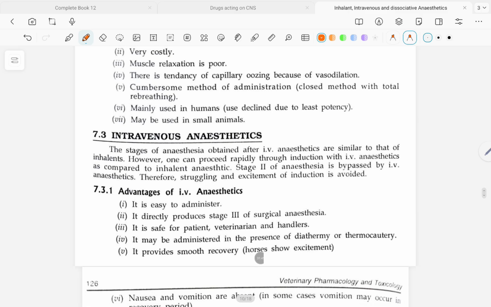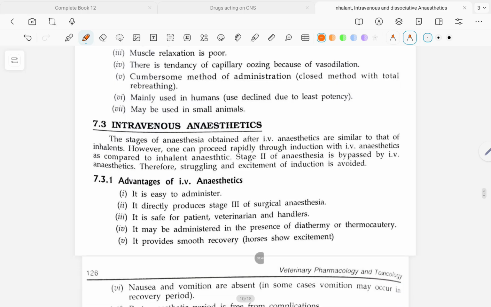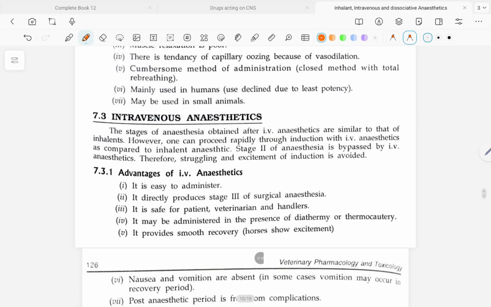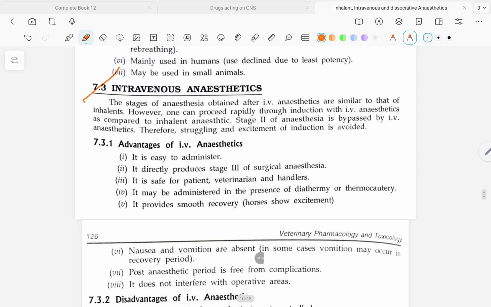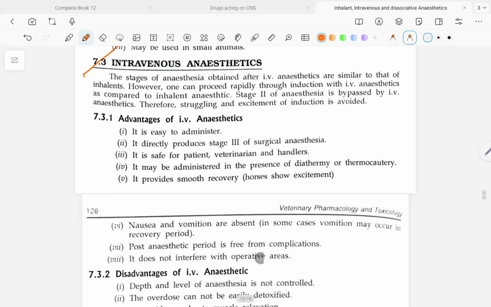Intravenous anesthetics. The stages of anesthesia obtained after IV anesthetics are similar to those of inhalants. However, one can proceed rapidly through induction with IV anesthetics as compared to inhalant anesthetics. Stage 2 of anesthesia is bypassed by IV anesthetics. Therefore, struggling and excitement of induction is avoided.